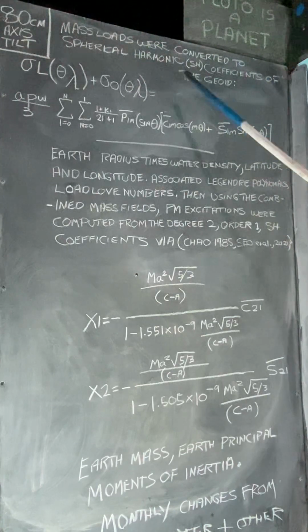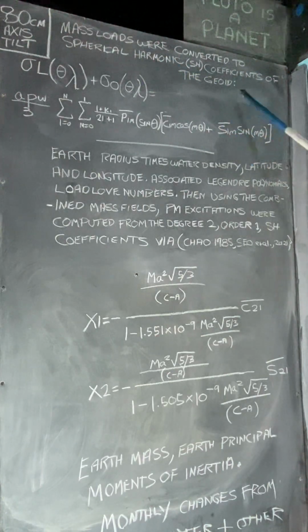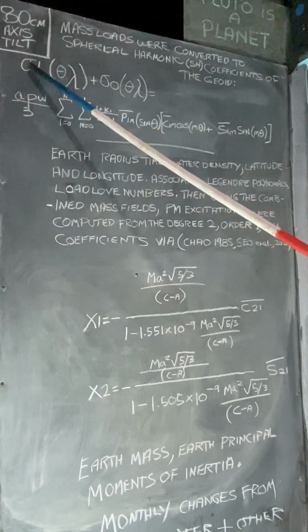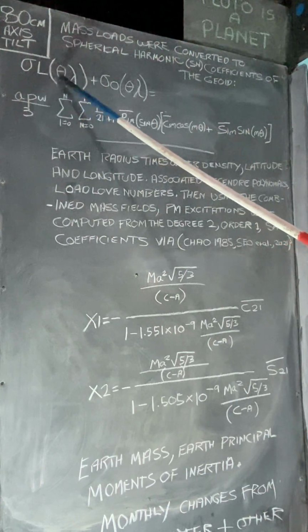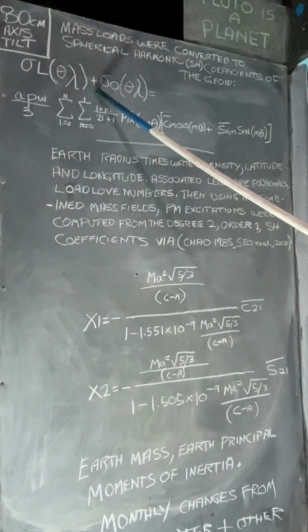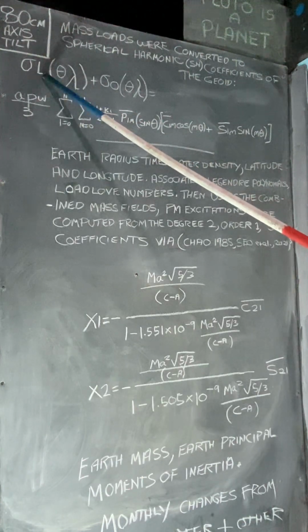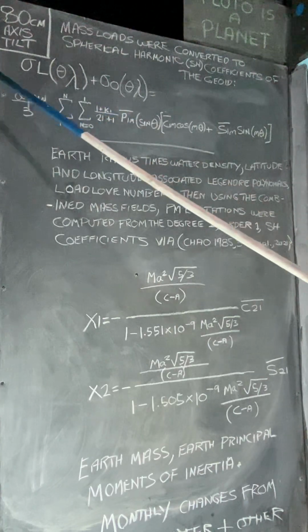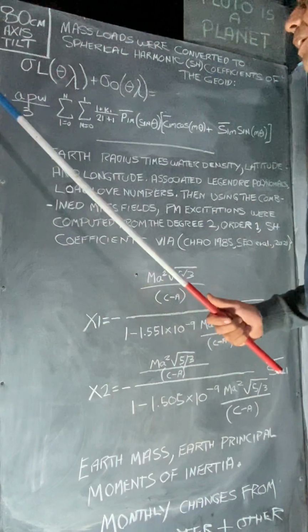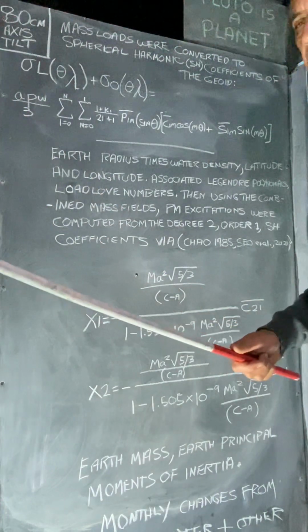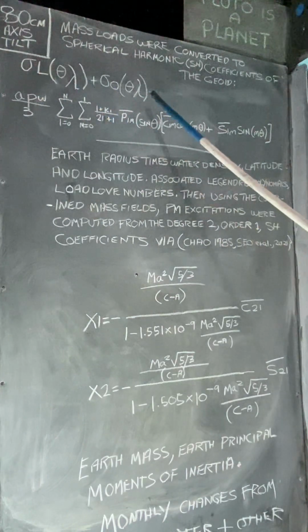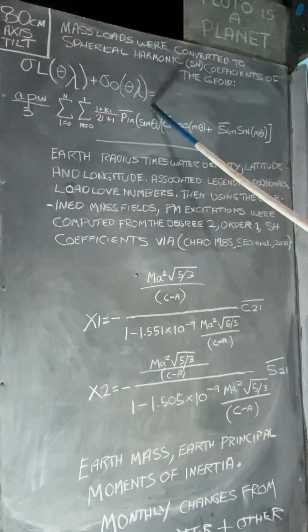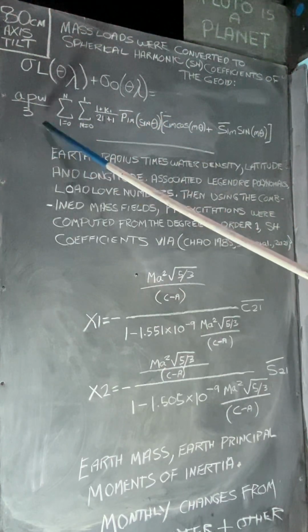Mass loads were converted to spherical harmonic SH coefficients of the geoid, of course, and then plus, that's got to be an L. I'm not too sure. Look, I'm sure there's people out there that may be going, what's the big deal? We can understand all of it. But I'm just not one of those people, okay? So I just looked at it and thought, let's write that down. And then we've got APW over 3, I'm not sure.